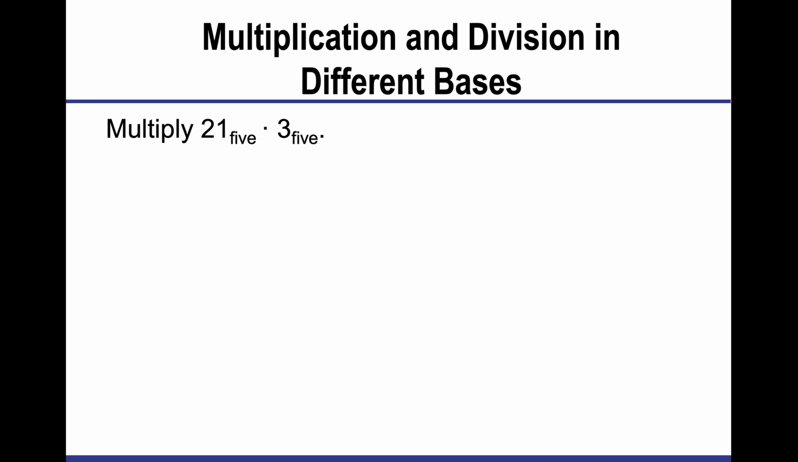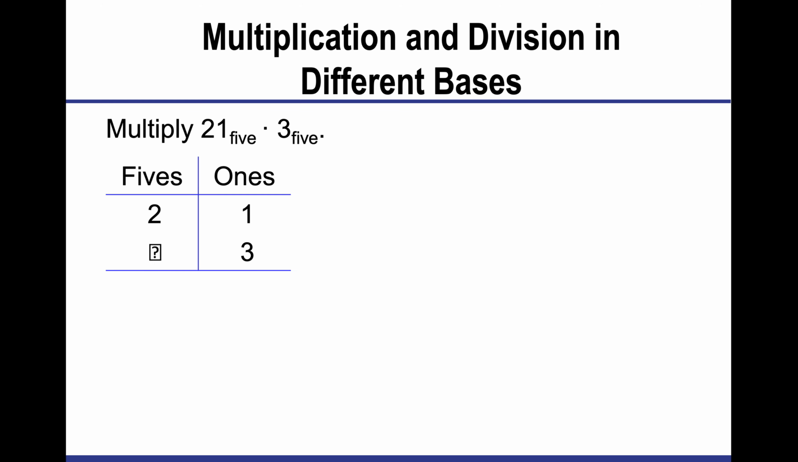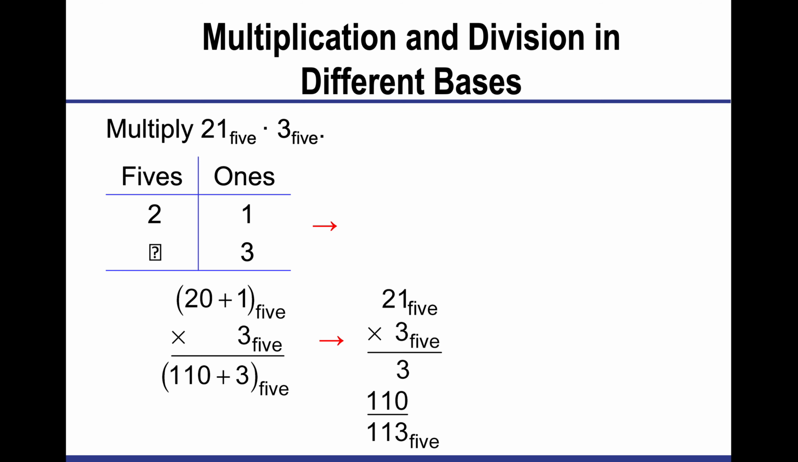So if I have 21 base 5, remember that's 2 tens, so it'd be 2 fives, because 2 is in the tens place, but base 5 means they're really fives. And then I have 1, and I'm multiplying that by 3. So I have 2 fives, 1 one, 1 three. I'm going to look at that as 20 plus 1, and 3 is just 3. So if I work this out, I'm going to get 110 plus 3 because you have to remember 1 times 3 is 3, but 3 times 2 is 6.